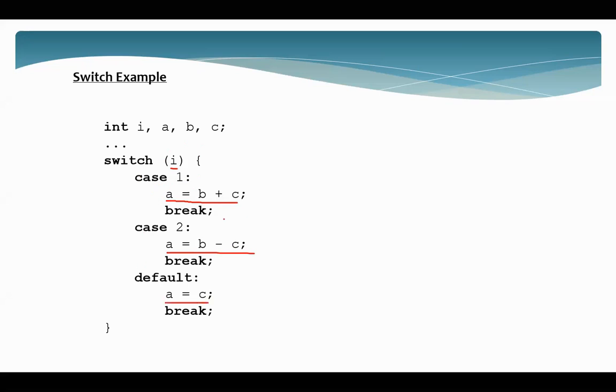Suppose sometimes you don't have break statements, so if you forget to write a break statement here, then what will happen is, if the value of I is 2, it will execute this statement, and it will continue. It will also execute this statement, and it will keep on executing as long as it does not find a break. So when it finds a break, then it comes out of the switch statement.